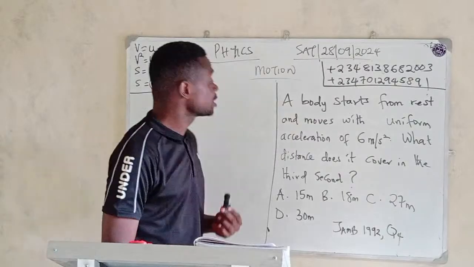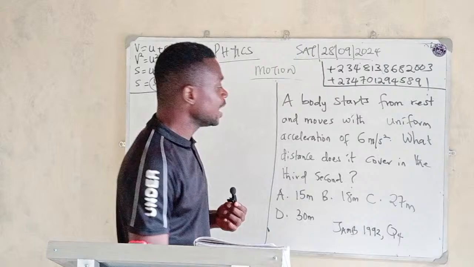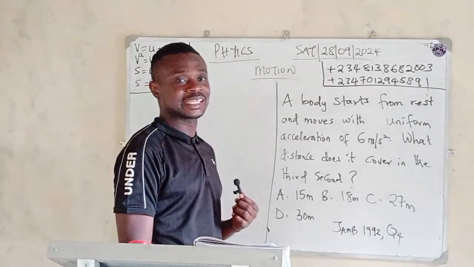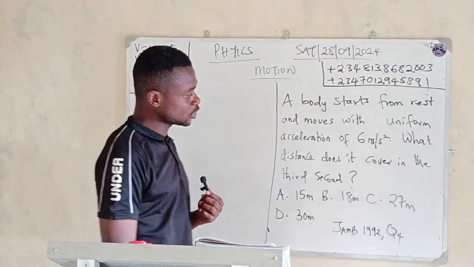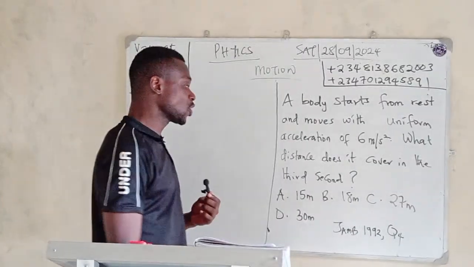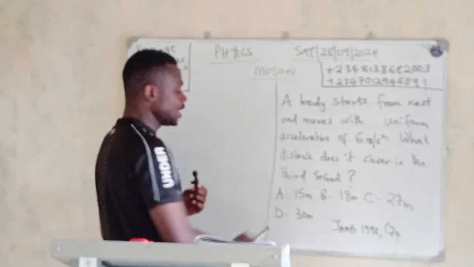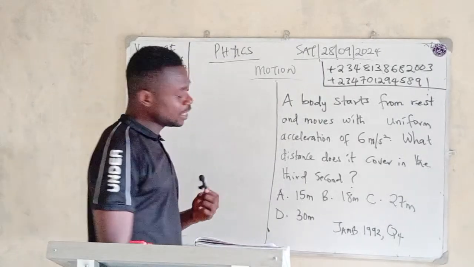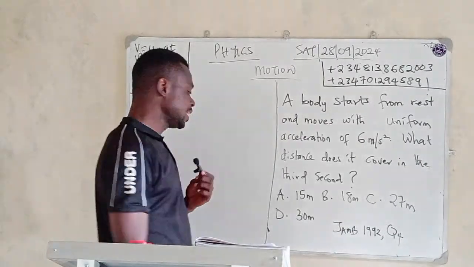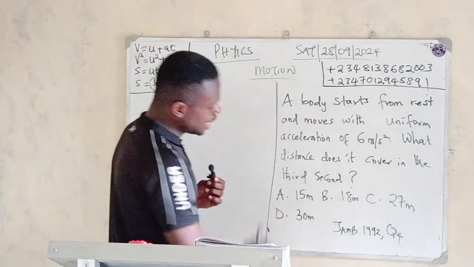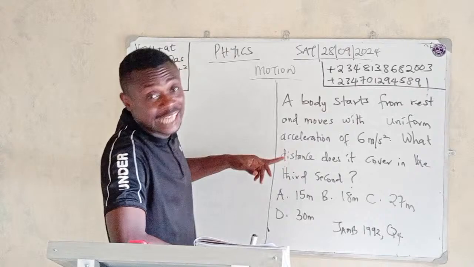The question says, a body starts from rest and moves with uniform acceleration of 6 meters per second squared. Full stop. What distance does it cover in the third second? A. 15 meters. B. 18 meters. C. 27 meters. D. 30 meters. JAMB 1992 question 4. Be careful with this type of question.